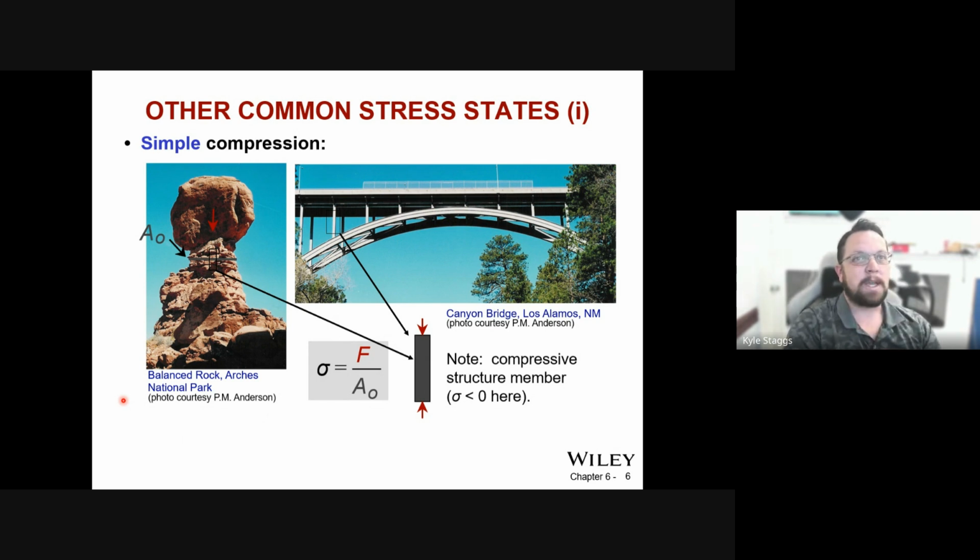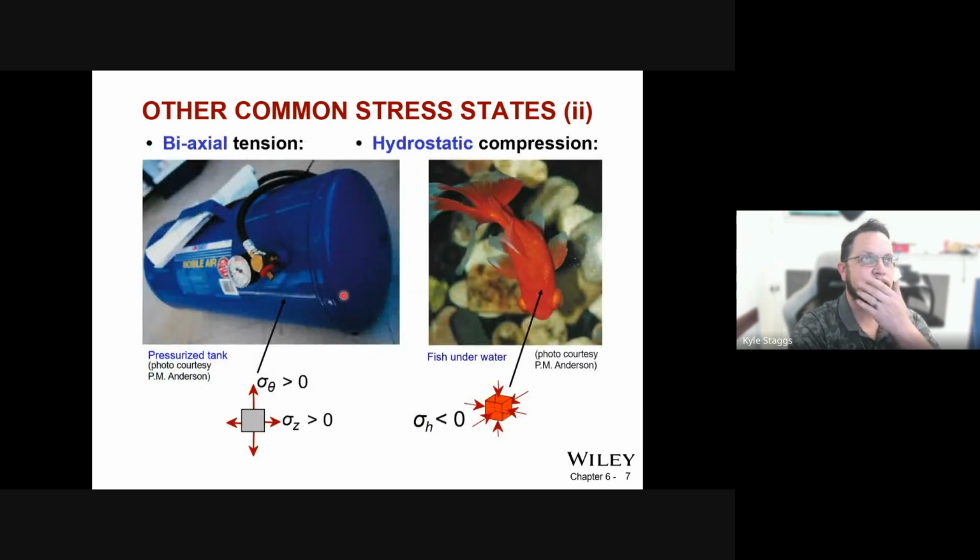These are examples of things that are under compressive stress. And this particular example, that member probably actually is under compressive stress. These aren't all necessarily under compressive stress, and we'll learn why later. But there are a lot of pieces to this puzzle.